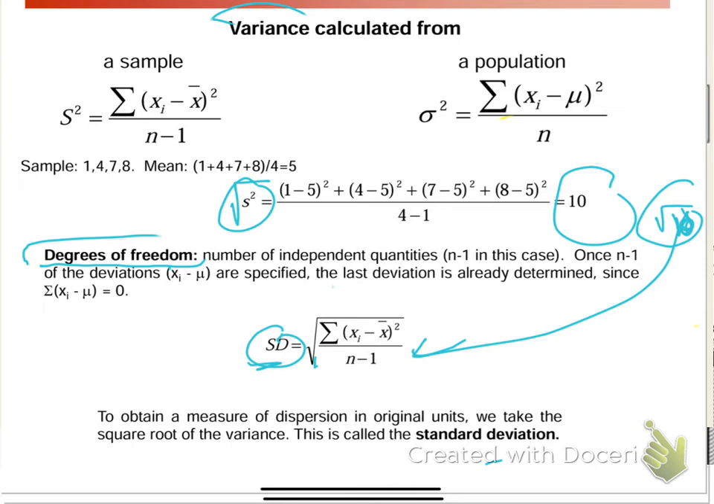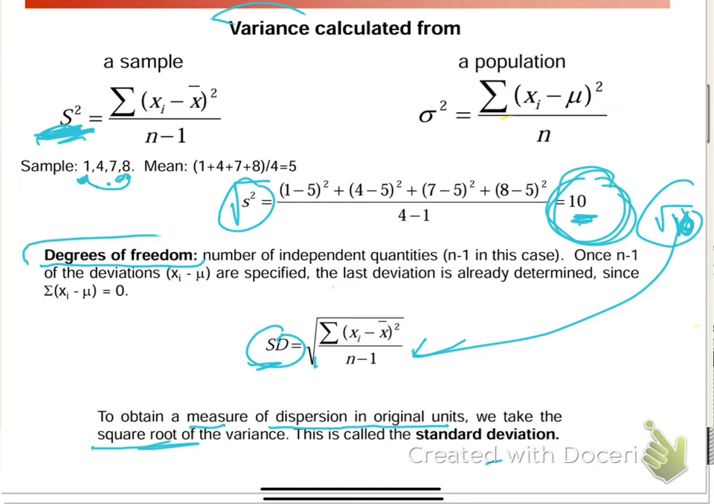To obtain the measure of dispersion in the original units, we take the square root. Here we don't have the square root, so we get the dispersion but not in the original unit, because it is squared. I told you we don't have 10. I have the range between 1 and 8 in the numbers. 10 is not a realistic unit. This is unit squared: meter squared, centimeter squared, temperature squared, whatever the unit is, squared.